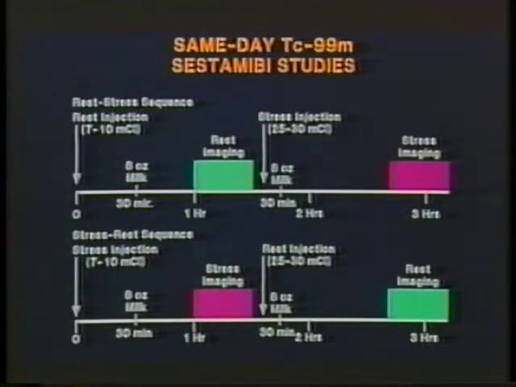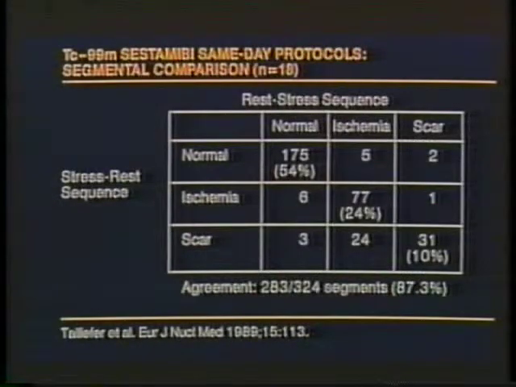The next step was to compare the rest-stress and the stress-rest injection sequences for same-day cardiolite studies. 18 patients with either an abnormal thallium scan or an abnormal coronary angiogram were prospectively studied with the 2 cardiolite injection protocols. A segmental comparison was interpreted blindly as normal, ischemia, or scar by 3 observers. There was an 87.3% agreement between the rest-stress and the stress-rest protocol.